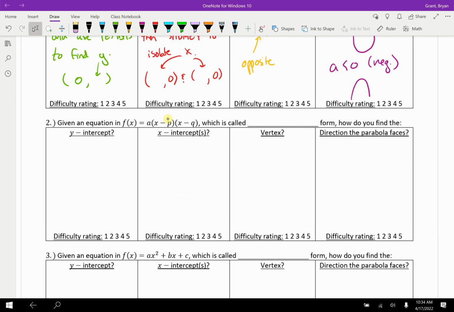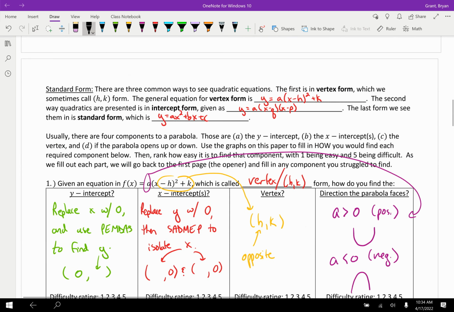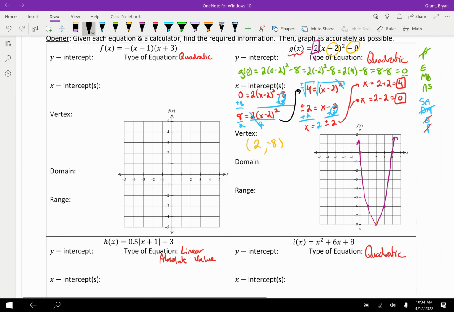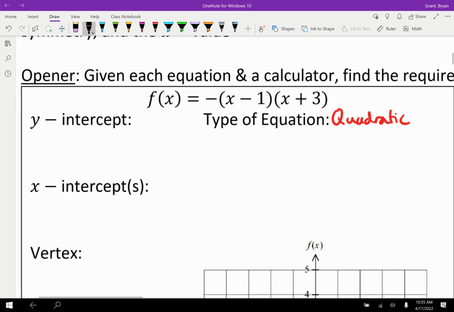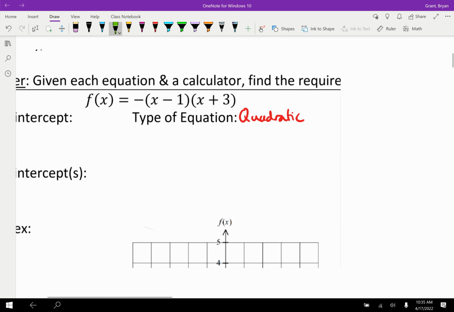Given an equation in, what is this form called again? Oh yeah, this is our intercept form, sometimes called factored form, right? How do you find each of these? Well, let's find our equation in intercept form. Where are those parentheses? Here they are. And we'll start with the y-intercept. I'll try to keep my colors the same.